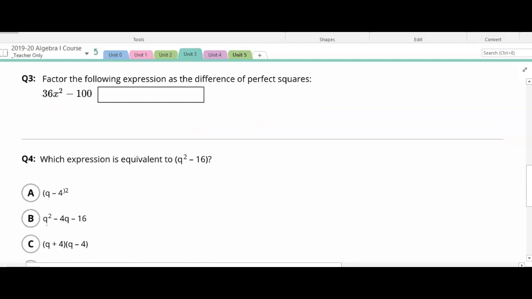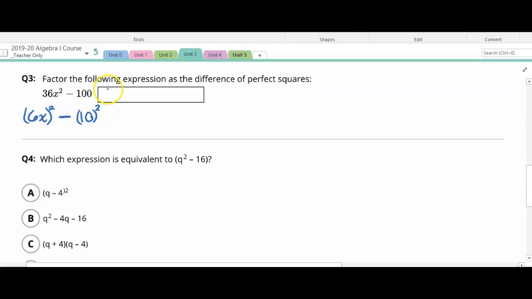It suggests factoring with a difference of perfect squares. 36x squared is a perfect square. It's 6x squared. And 100 is a perfect square. It's 10 squared. And what we have here is the difference between the two.